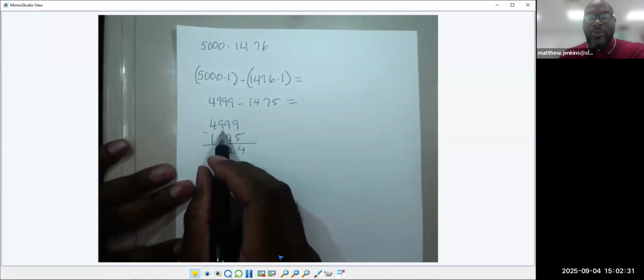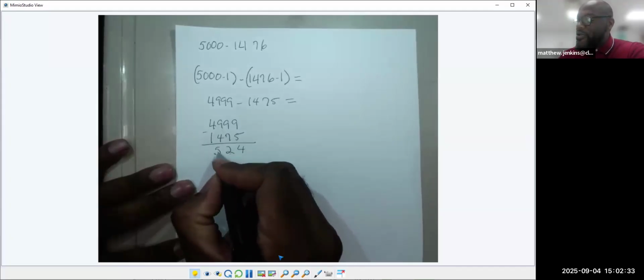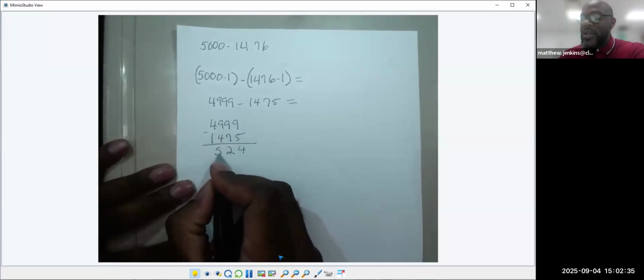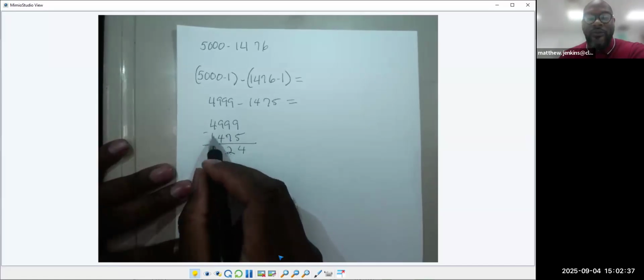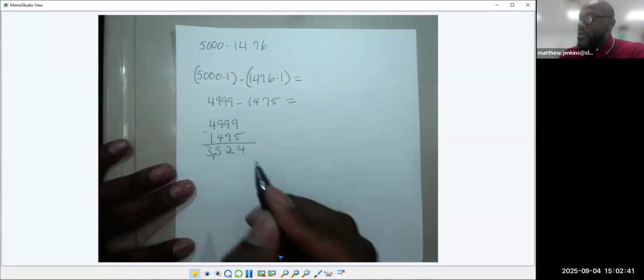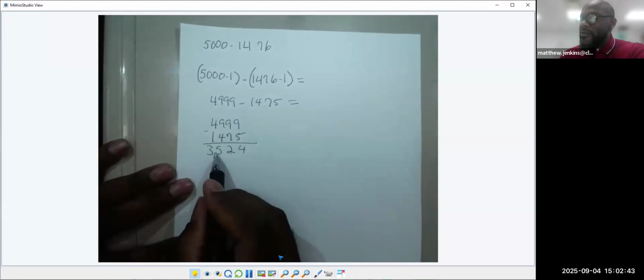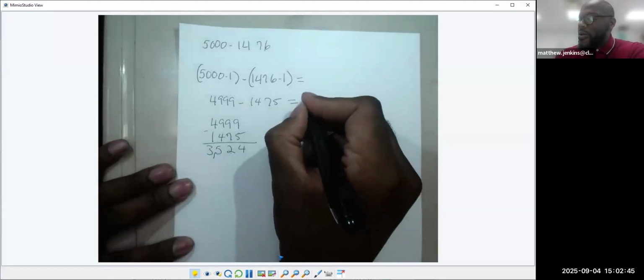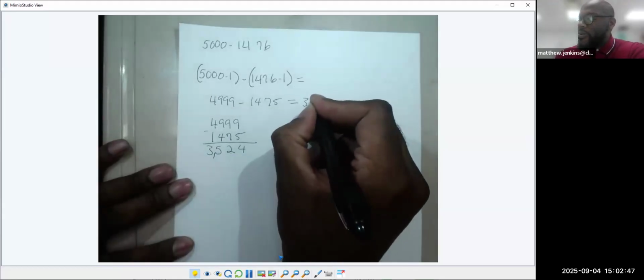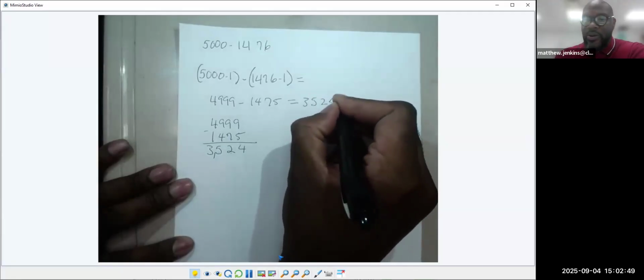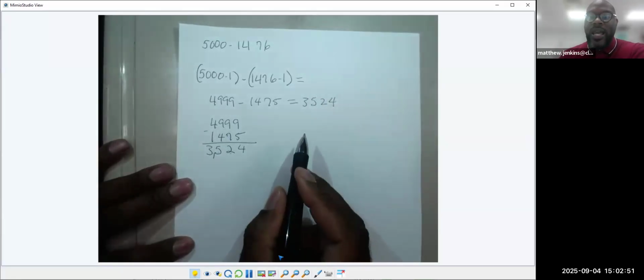Now, this is 900 minus 400, which is 500. The 5 is in the hundreds place, so that's 500. And then 4,000 minus 1,000 is 3,000. So the answer should be 3,524. That's what it should look like.